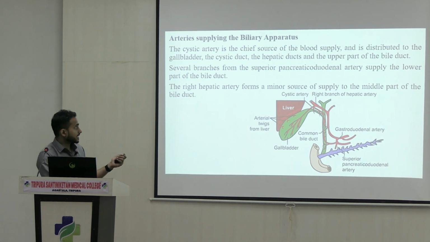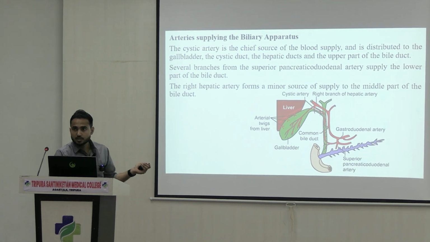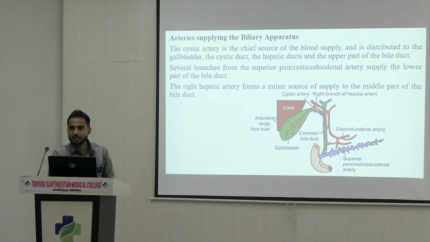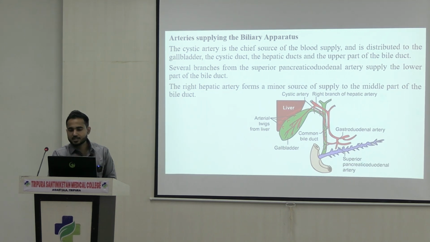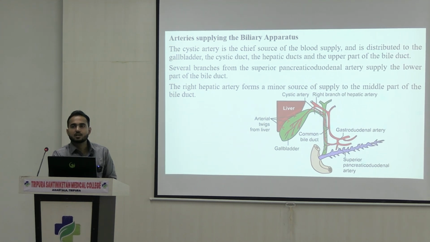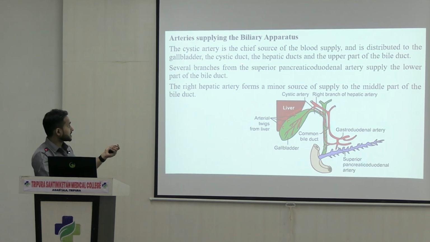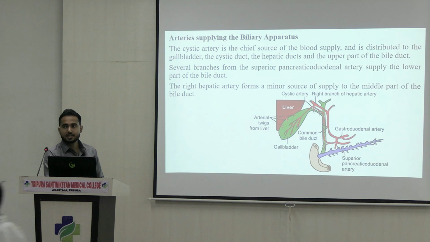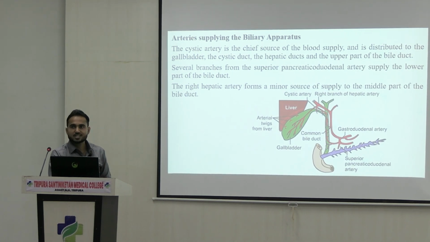Now this cystic artery, as you can see, is mainly arising from the right branch of the hepatic artery, which is nothing but the branch of the celiac trunk only. It is supplying the gallbladder, upper part of the cystic duct, hepatic duct, and upper part of the bile duct. So cystic artery is supplying the gallbladder, cystic duct, hepatic duct, and the upper part of the bile duct. So these are the areas which are supplied by the cystic artery.